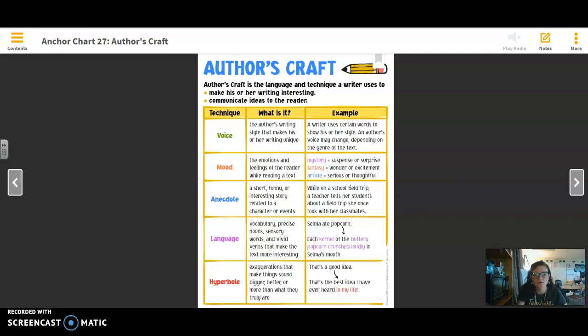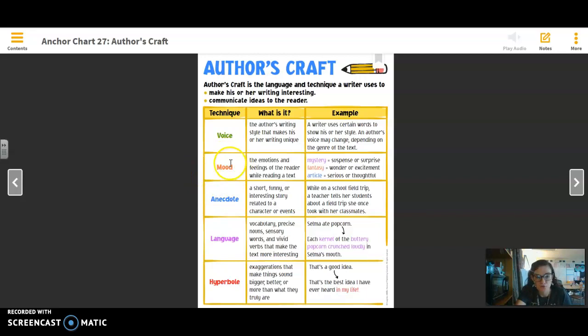So one thing that an author can use is voice. And you have a voice. When you say something, you have a certain way of saying it, and it comes across in writing as well when an author uses certain words to show his or her style. And it could depend on the genre too, about how you're writing. Fiction might sound different from nonfiction.